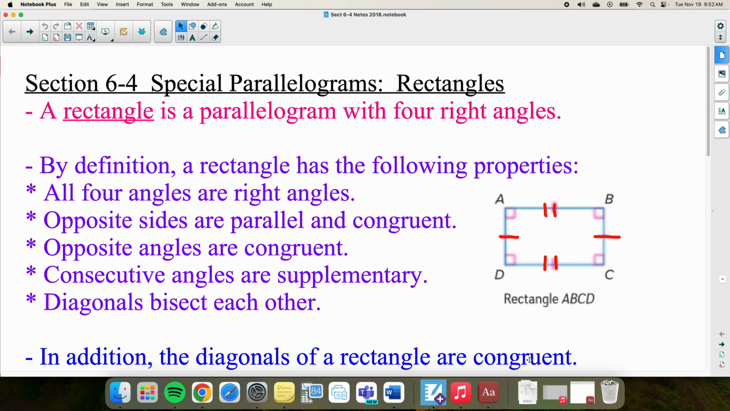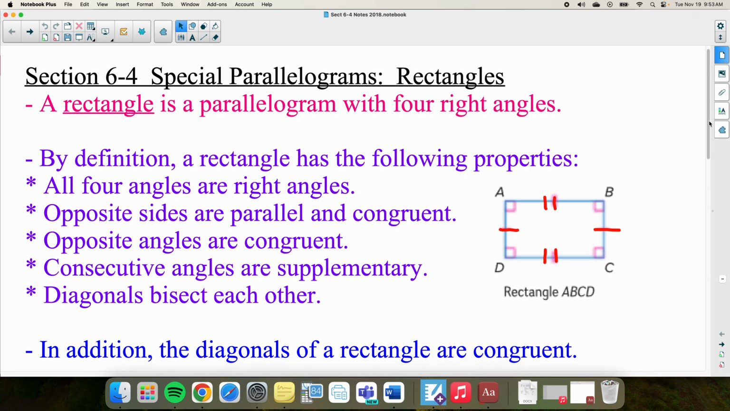There's a lot of different properties. We learn rectangles today. Anyway, we end up learning rectangles, rhombi, squares, trapezoids, and kites. So 5 different things within 4 days. So today what we're going to do is start off with rectangles.